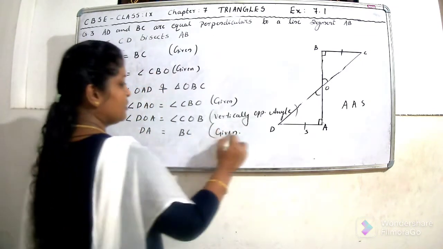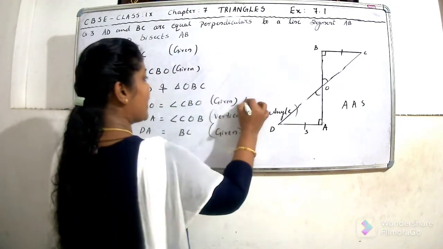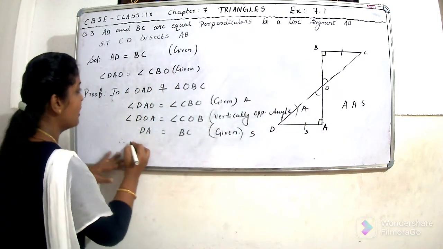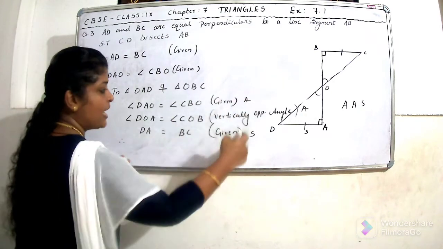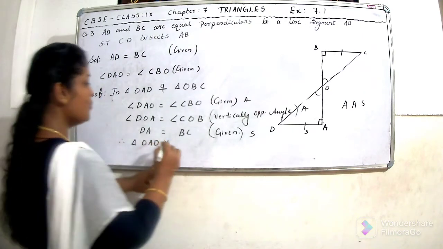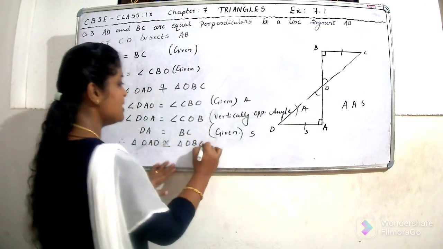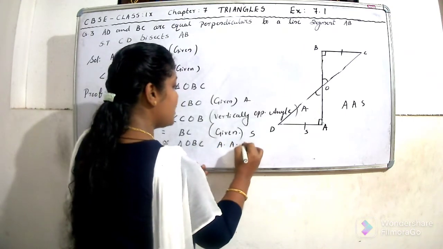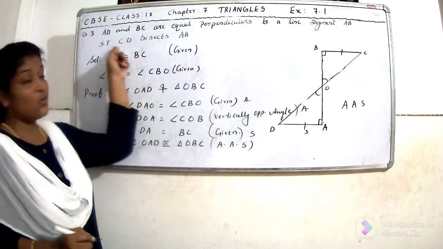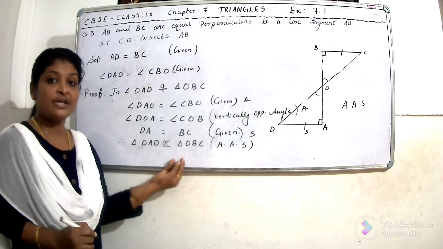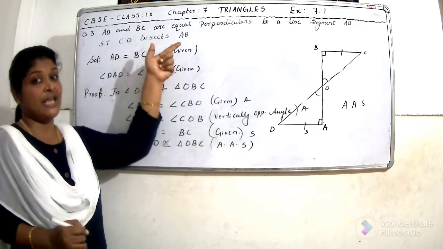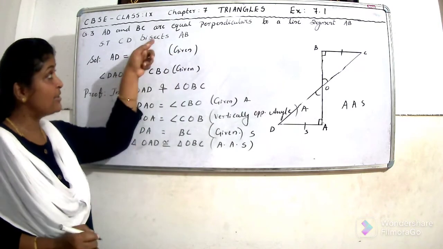So here we got three statements. This is an angle, this is also an angle, and this is the side. So by AAS criteria, triangle OAD is congruent to triangle OBC. So the proof is over. But in the question they did not ask whether these two triangles are congruent or not. Their demand is that CD bisects AB. So we have to answer that also.